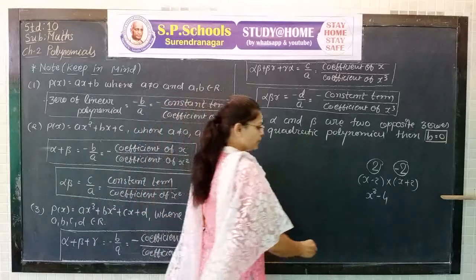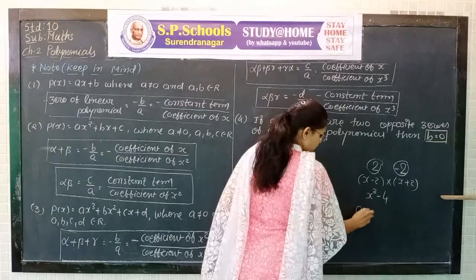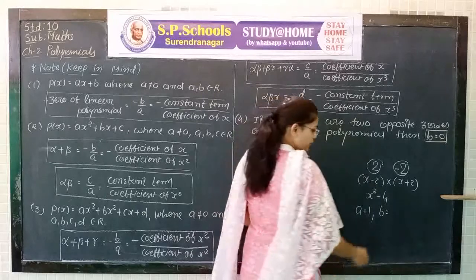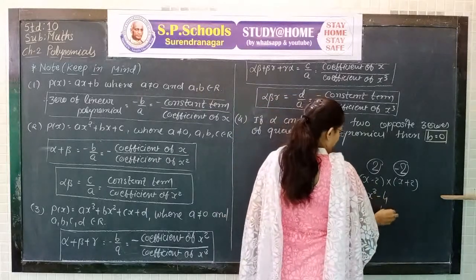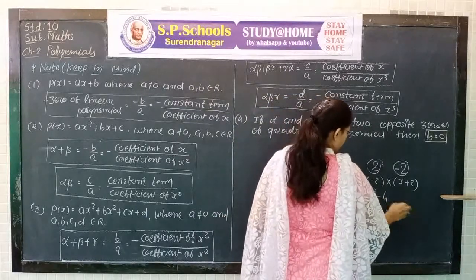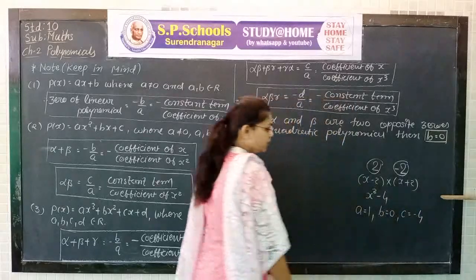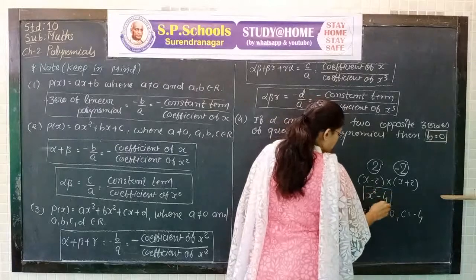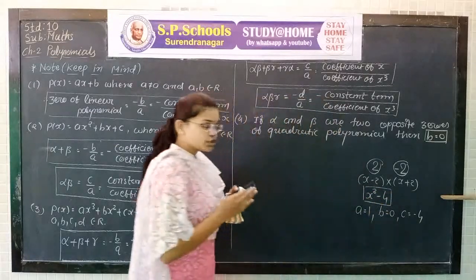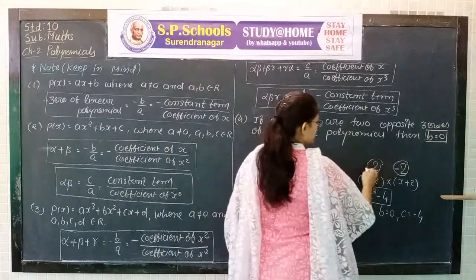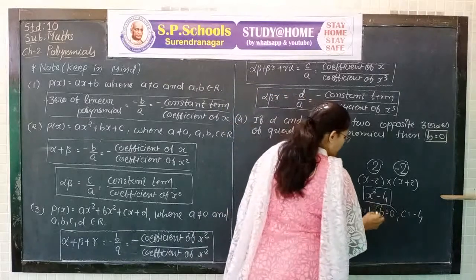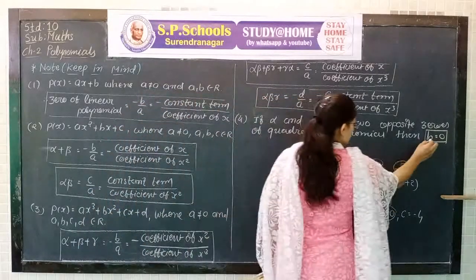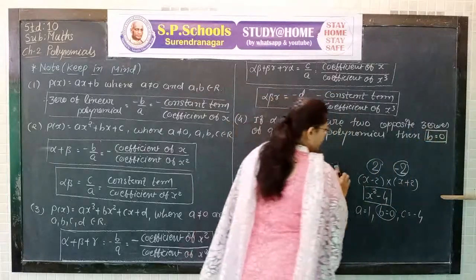The coefficient of x square is 1, so a is equal to 1. Here the term with variable x is missing, therefore the coefficient of x, b, is equal to 0, and the constant term c is equal to minus 4. See here, the quadratic polynomial contains two opposite zeros. Therefore, the coefficient of x is 0, which means b is equal to 0. Keep in mind.